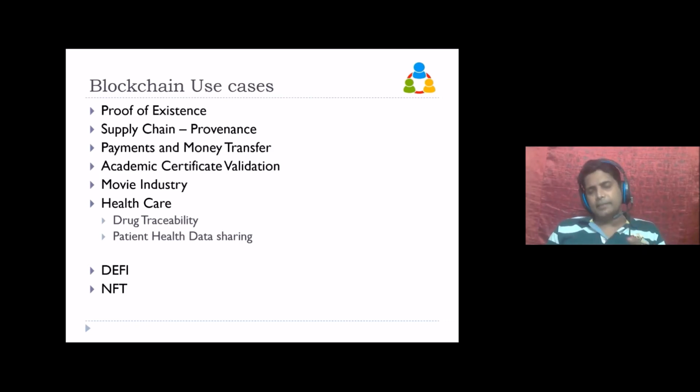And then another possible use case is healthcare, where I talked to you about drug traceability, tracing the drugs from where they came, and the temperature, whether there was temperature control, etc. And another possible use case is patient health data sharing. Okay, this may not be possible because health data is sensitive data. There are regulations in various countries that you cannot share somebody else's health data.